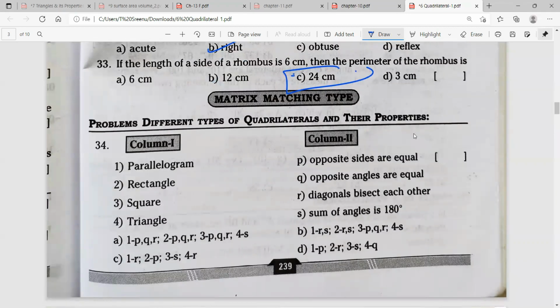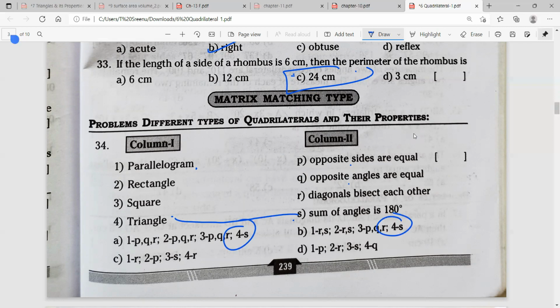This is matching. Parallelogram: you can check, opposite sides are equal. Opposite angles are equal is Q. Diagonals bisect each other. Sum of angles 360, 180 wrong. So triangle is S, 4 is S. First and second, so let us go for first and second.